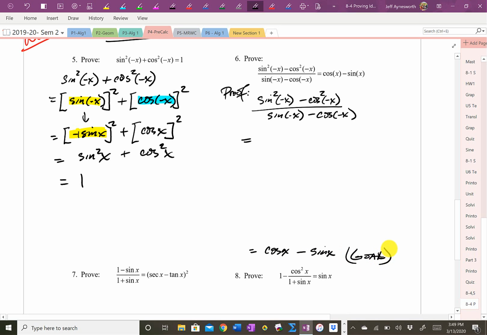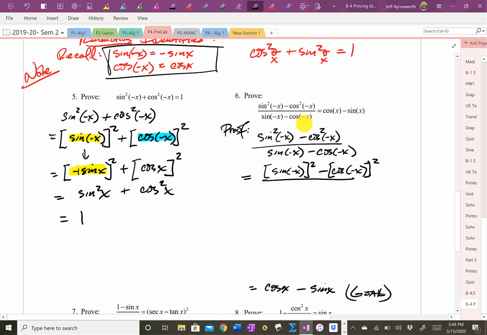All right, so here we go. I'm going to rewrite it like I did before. The numerator here means take sine of a negative x and square it. The second one means the same thing, but with cosine. So take cosine of negative x and square it. And the denominator, well, let's simplify it. Sine of negative x is negative sine x. Cosine of negative x is just cosine of x. So again, I replace this with this, and I replace this with this, because they're identities, they're equal.